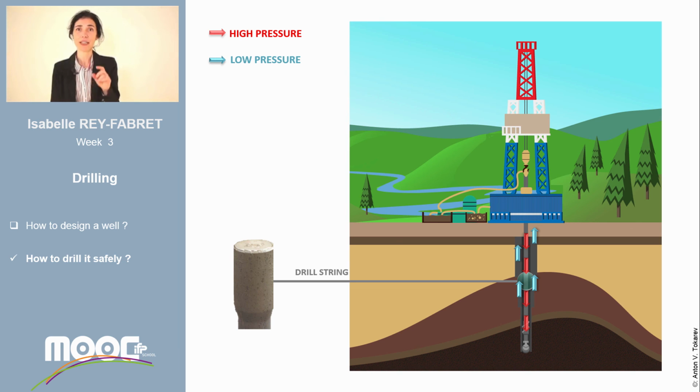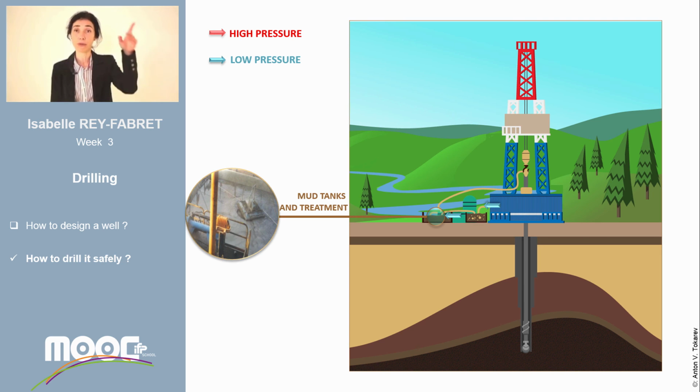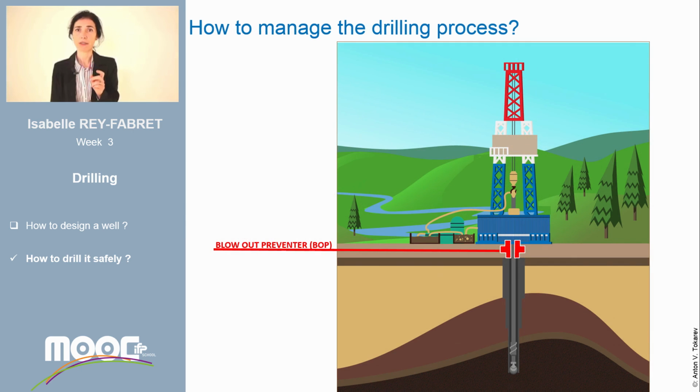At the surface, the cuttings, the sand and the silt are removed from the mud through shale shakers and other systems. The mud can be sent to the tanks in order to be re-injected. In order to control the well in case of blowout, a blowout preventer is installed between the top of the well and the rig floor.